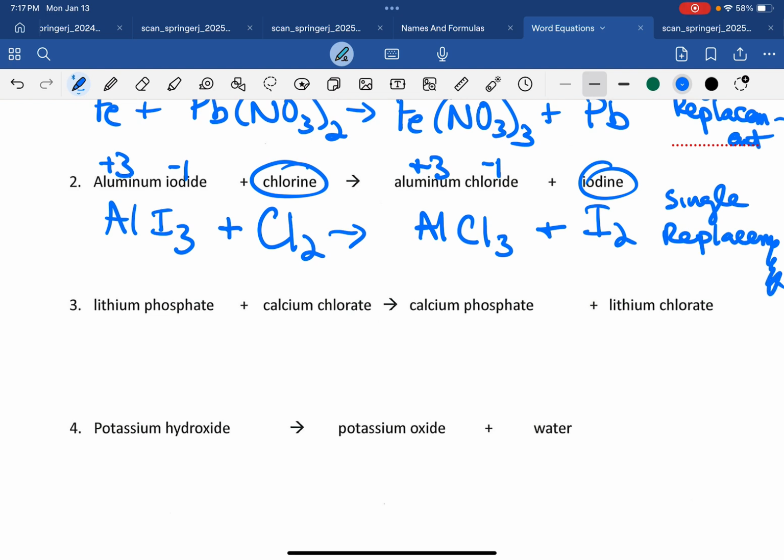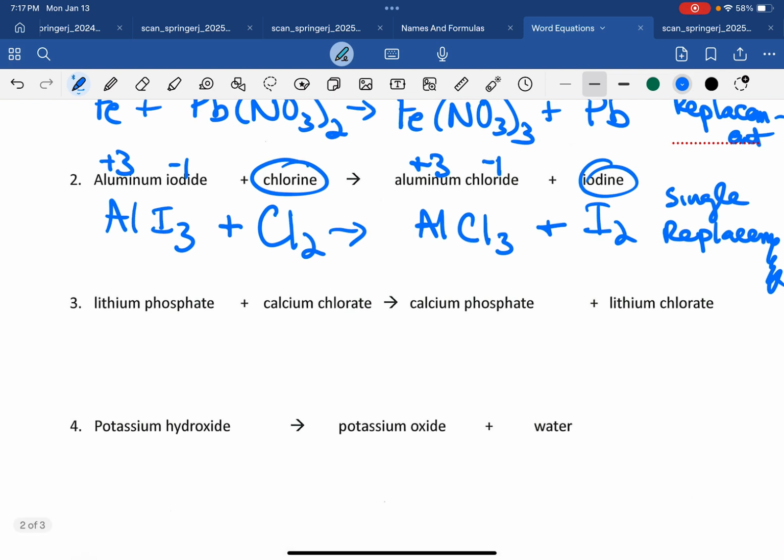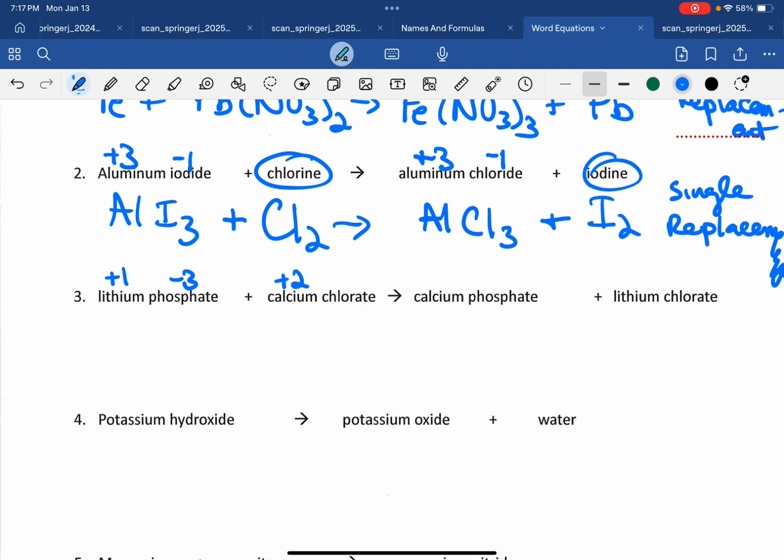This next one looks like double replacement, 2 ionic compounds on both sides. So we've got to look at the charges on everything. Lithium is in column 1, so it's a +1. Phosphate ion, PO4, -3. Calcium is in the +2 column. Chlorate, ClO3, -1. Phosphate is still a -3, +1, -1.